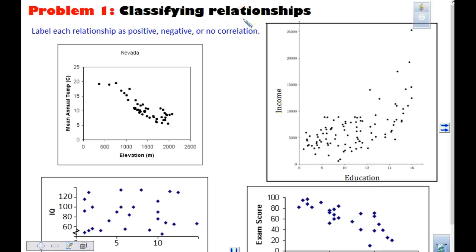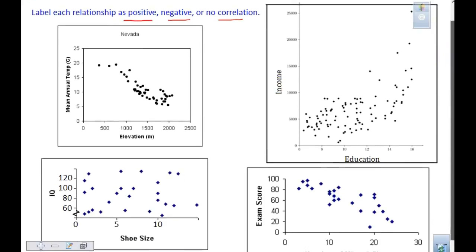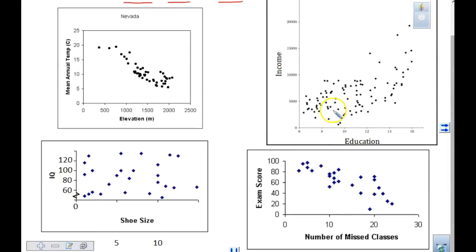So they ask you on the bottom of this page to please label each relationship as positive, negative, or no correlation. So take a minute right now. Look at what your labels are. The elevation with temperature, the education and income, number of missed classes and your exam score, and shoe size and IQ.